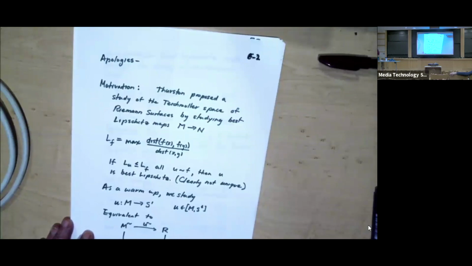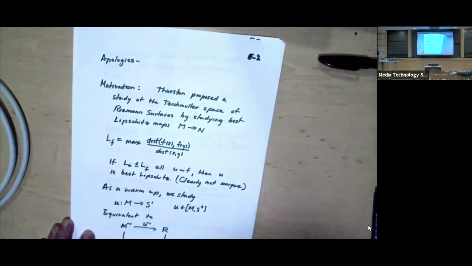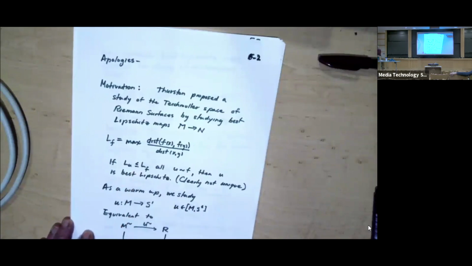The proposal was initiated by Thurston to study Teichmuller spaces of Riemann surfaces by studying best Lipschitz maps from one Riemann surface to the other. Here we define the Lipschitz norm of a continuous function as the maximum of the distance of the image points divided by the distance of the domain points. If we have a map U and L(U) is less than or equal to L(F) for all U that are homotopic to F, then we say that U is best Lipschitz.